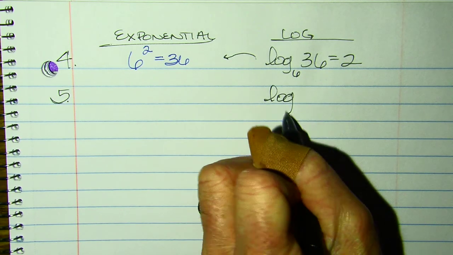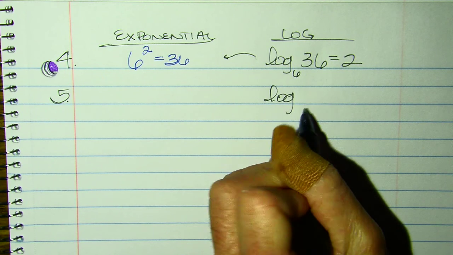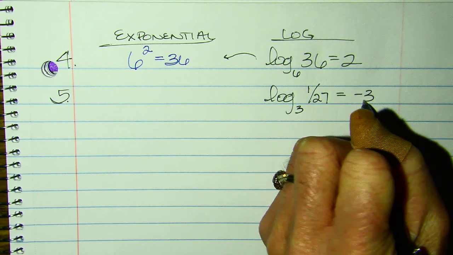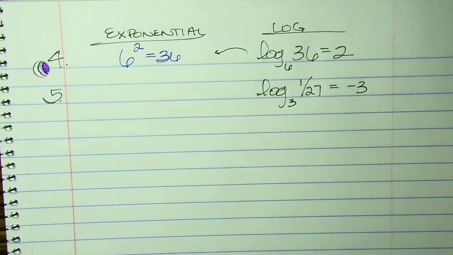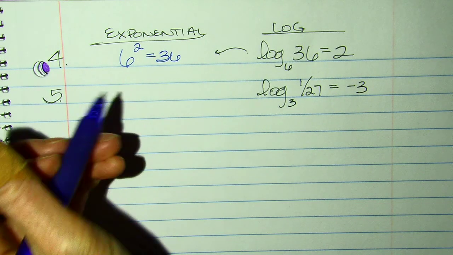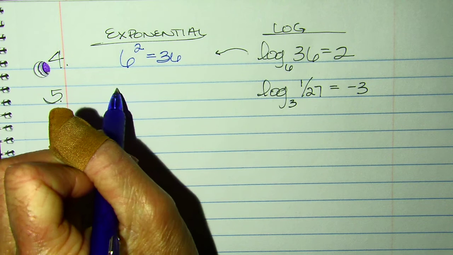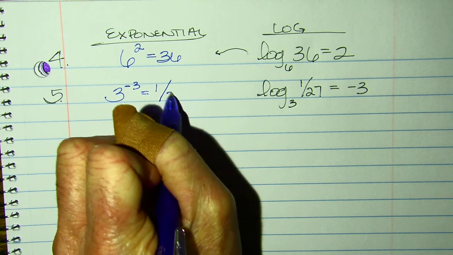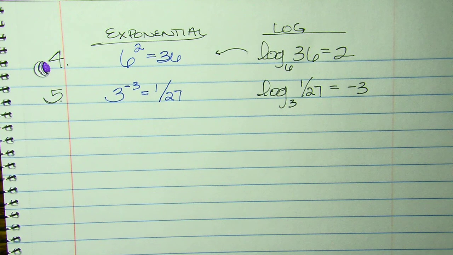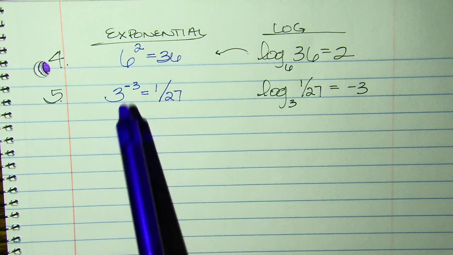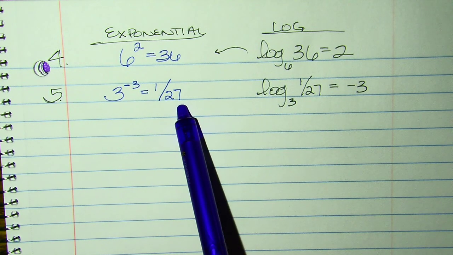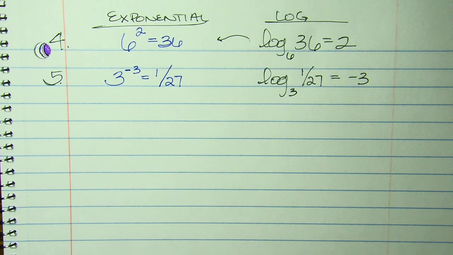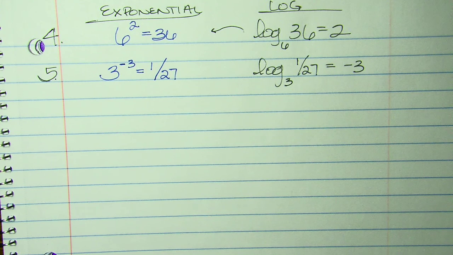Log base 3 of 1 over 27 equals negative 3. So let's write that in exponential form. Remember, the first number here is the first number here, 3. But 3 to the negative third equals 1 over 27. Okay, it should make sense in exponential form about what we know. The negative puts the 3 to the third on the bottom, and 3 to the third is 27. So I think that's enough of practice because you're just working backwards.